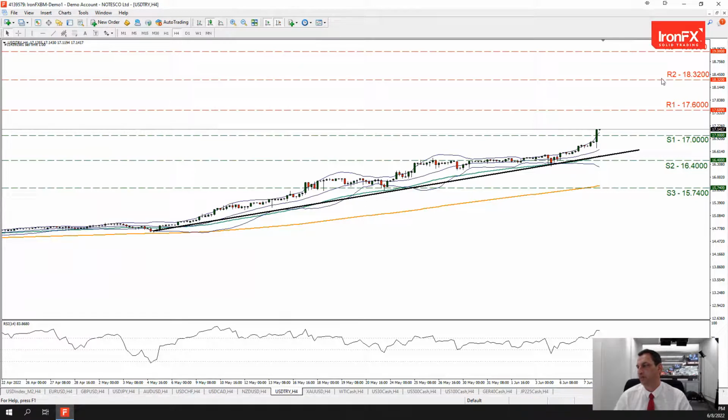The record level to the upside would be the 18.32, while even higher we have noted the 19 round figure as a possible target for the bulls. Now, should the pair correct lower, the initial market reaction may drive USD TRY below the 17 support line.